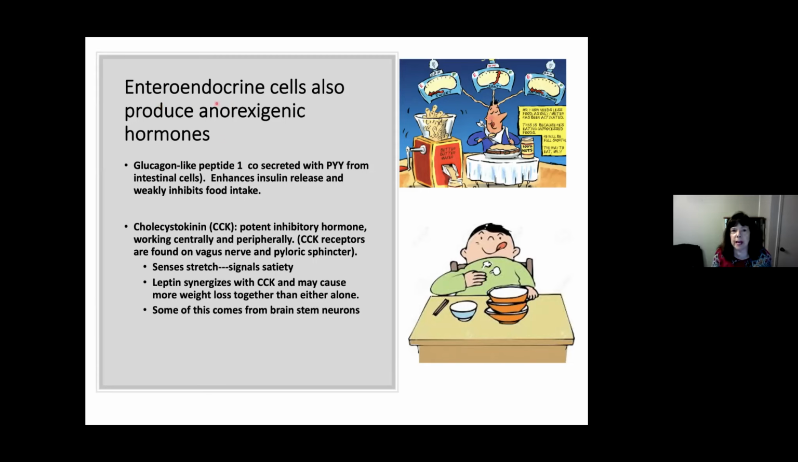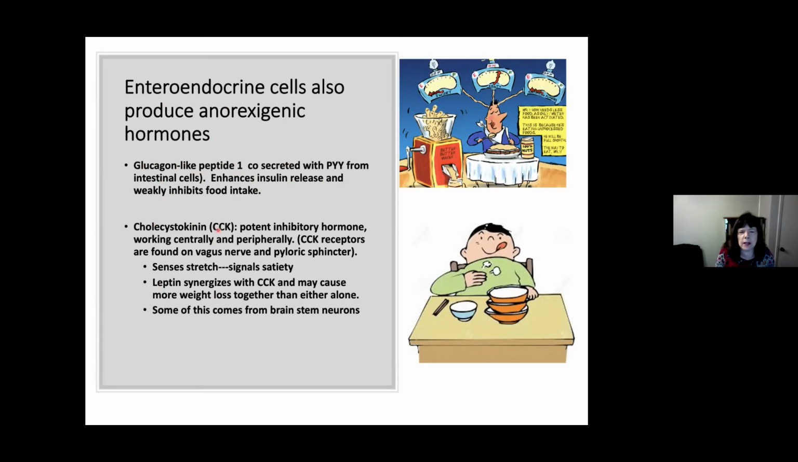Now the endocrine cells also will produce anorexigenic hormones. And one of them is, I just said this before, glucagon-like peptide 1 with PYY will enhance insulin release and also inhibit food intake. Apparently it's not really strong, but it does do it.